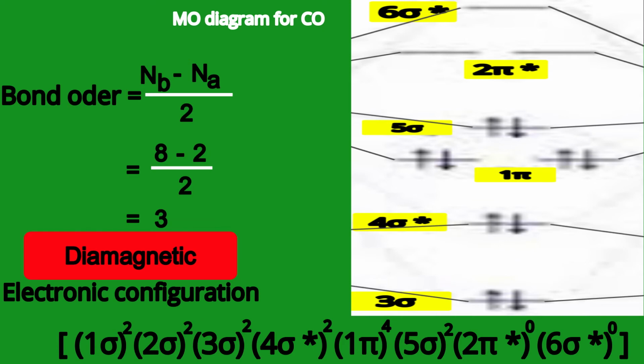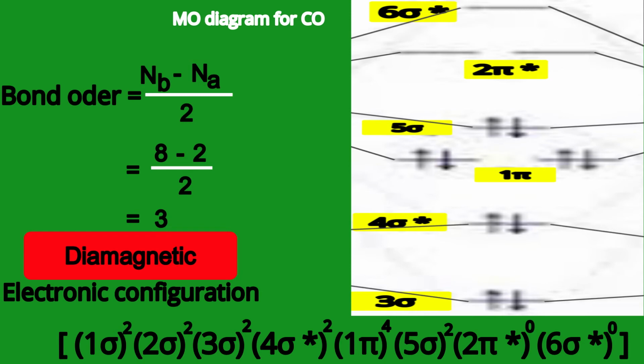1 pi set, it is due to the 2py and 2pz orbitals of carbon and oxygen. Total 4 electrons are there. 5 sigma, it is resulted due to the 2px orbital, axial orbital, 2 electrons, and higher orbitals, 2 pi star and 6 sigma star, no electrons.